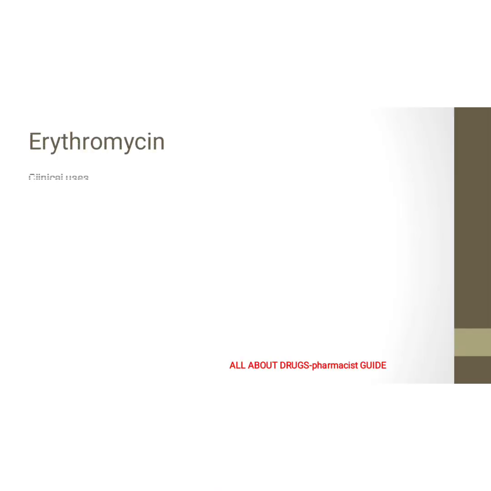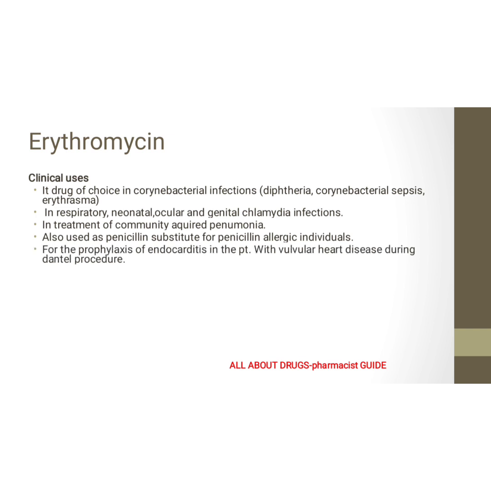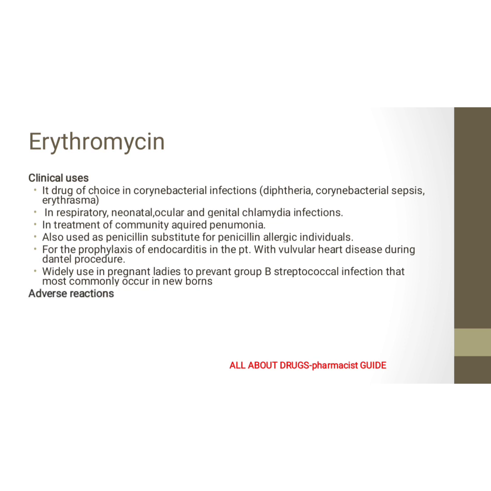Erythromycin. Clinical uses. It is the drug of choice in corynebacterial infections, diphtheria, corynebacterial sepsis, erythrasma. In respiratory, neonatal, ocular and genital chlamydia infections. In treatment of community-acquired pneumonia. Also used as penicillin substitute for penicillin-allergic individuals. For the prophylaxis of endocarditis in patients with valvular heart disease during dental procedure. Widely used in pregnant ladies to prevent group B streptococcal infection that most commonly occurs in newborns.